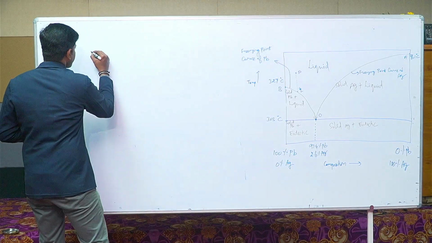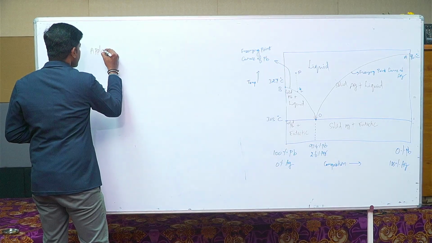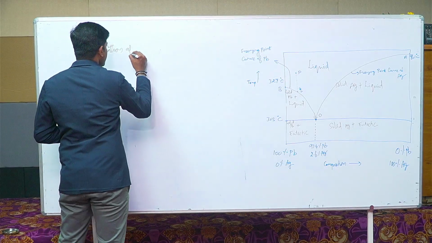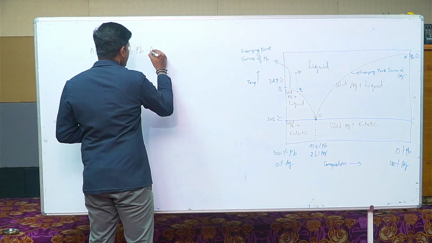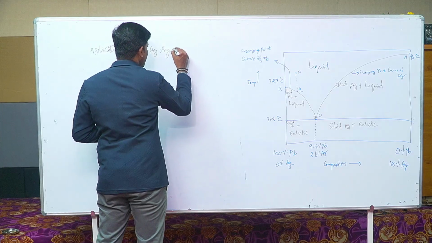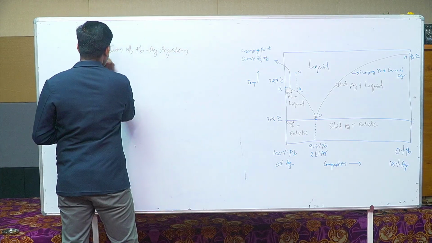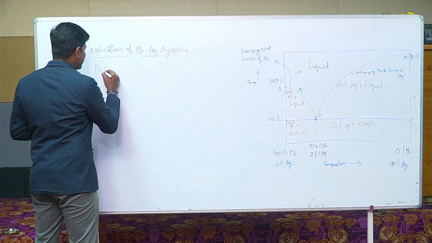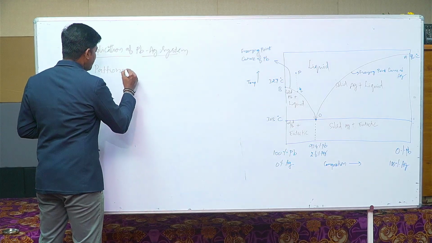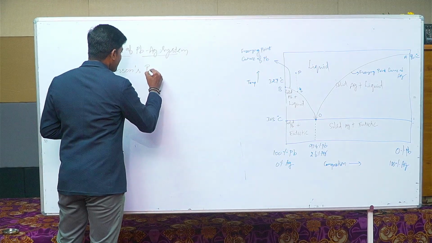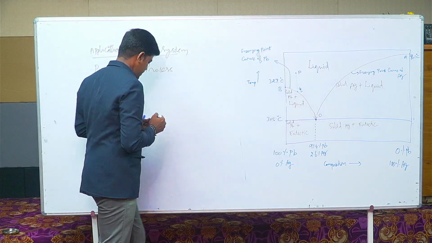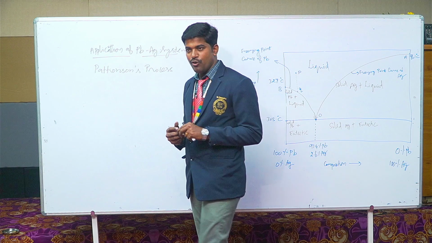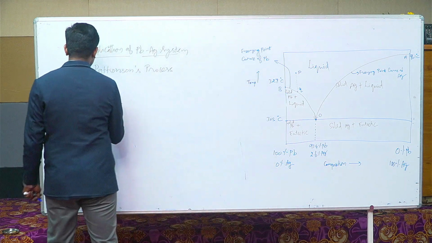Application. Application of the lead silver system is explained by using Pattinson's process. Pattinson's process is a desilverization of argentoferrous lead.